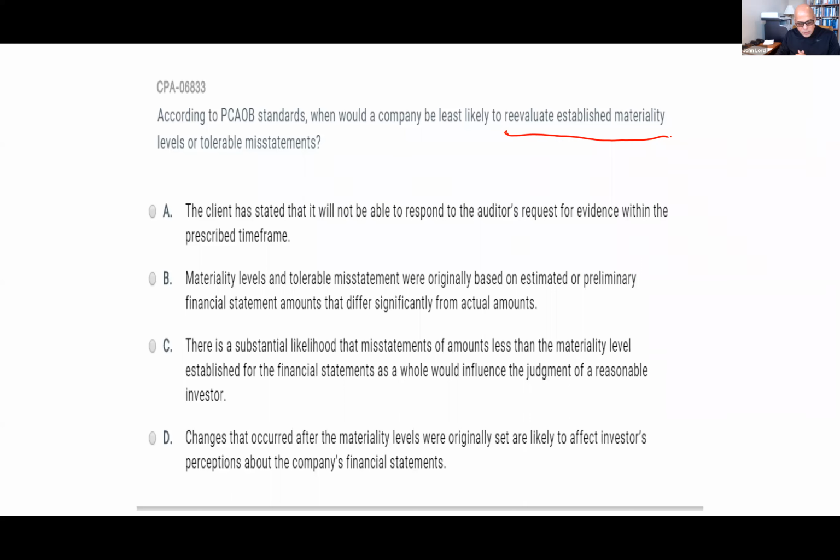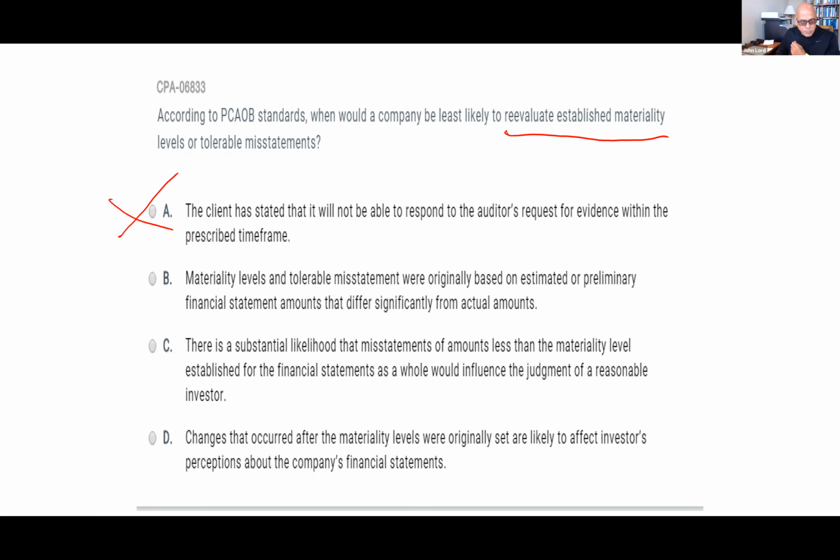The client has stated that it will not be able to respond to the auditor's request for evidence within the prescribed time frame. Okay, that doesn't sound good. I don't know that adjusting my materiality levels is going to address that. I would probably start to work with the client to say, well, look, we need this information by this amount of time to be able to complete our audit on time. So how are we going to work this out? Is there something that we can do to get the information to us on a timely basis? But you're not going to start fudging around the materiality levels. So this is not good if this happens in the audit, but I don't think we would jump around with our materiality there.